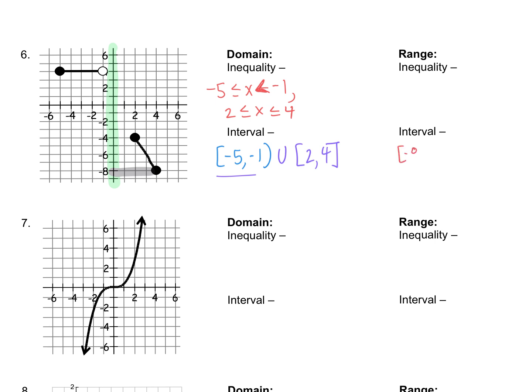And it's close, that's why I have a bracket. It's going to go up all the way to this -4. And it's also a bracket. Okay, so now let's look at up here where this other part is.